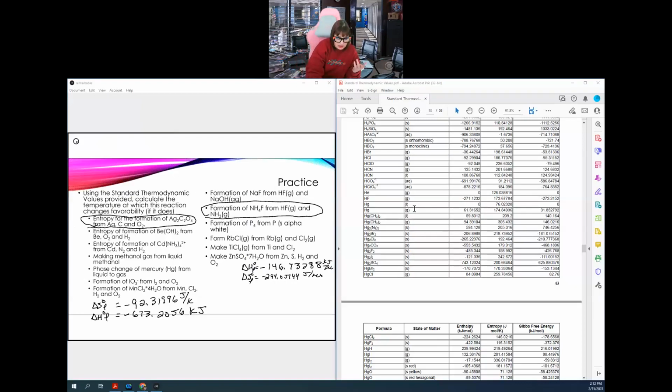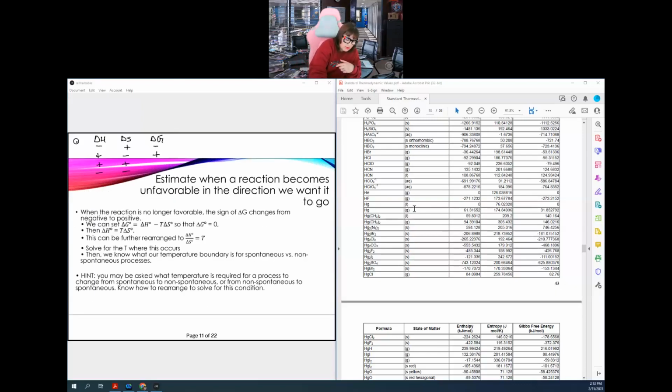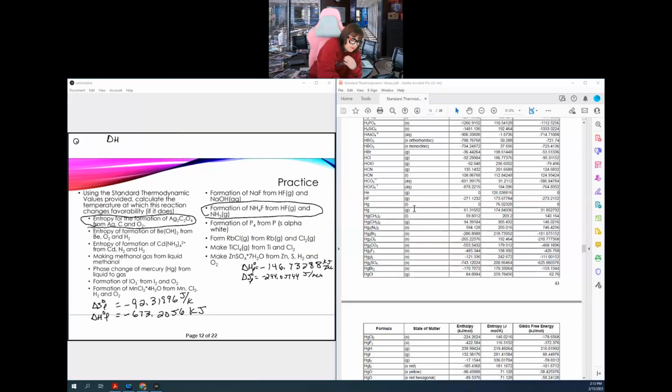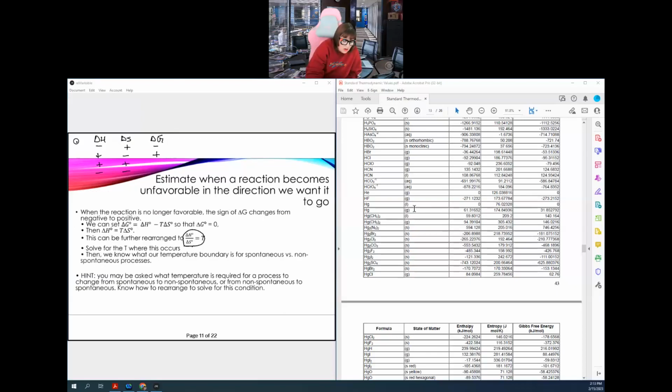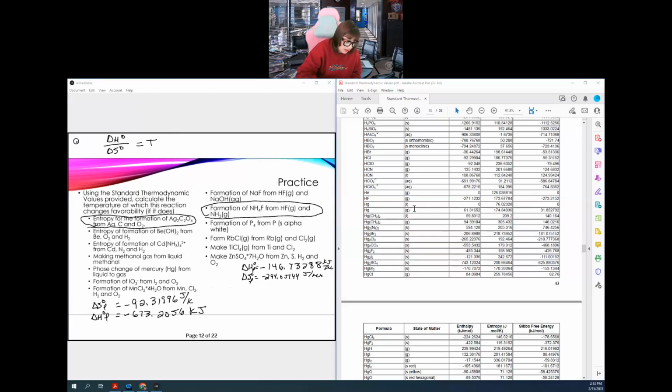So I should be able to use this equation that we have right here, that delta H naught over delta S naught. And that will give me that temperature at which that will change. Okay. So let's take a look at this. Now, since my delta H here is negative and my delta S is also negative, I would expect that that's not always going to be favorable. So we should be able to find the temperature at which that changes.